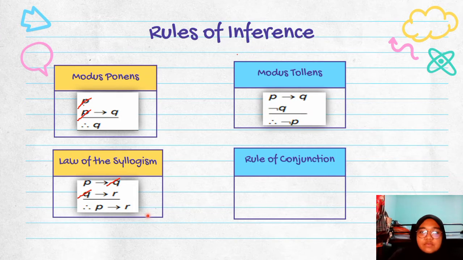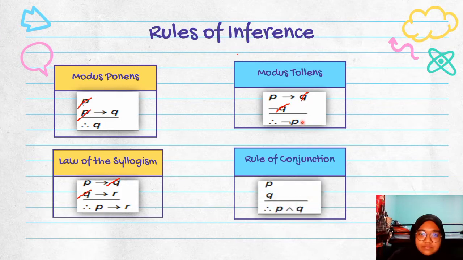And then the next rule is modus tollens. For this rule, the first premise is P implies Q, and the second premise is negate Q. We can cancel out the same statement, which is Q and Q, and then the conclusion will be the negate of P.